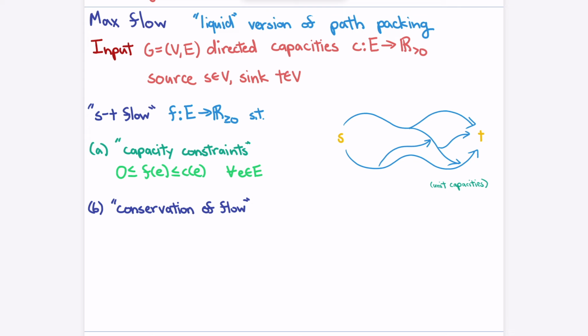I'm trying to send water from S to T, and imagine I can't just put 10 units of flow on this pipe and then only 2 units of flow on the next one, because where did those 8 units of flow go? Water can't disappear. It can go into the system at S, it can leave the system at T. But in between, for each vertex, what goes in must match what goes out.